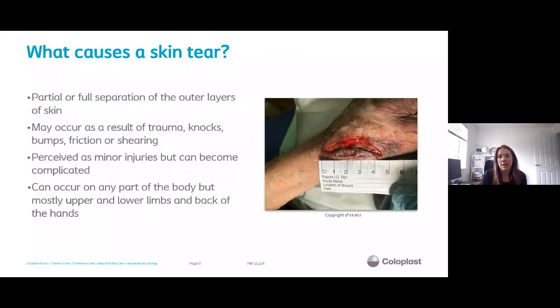So what causes a skin tear? Can be a result of a knock, a trauma, bump, friction and shearing. It's a partial or full separation of the outer layers of the skin. They can be perceived as minor injuries and quite often are perceived as minor injuries, but actually if they're not treated appropriately from the start, then they can become complicated, infected and actually quite complex wounds to try and manage. They can occur on any part of the body, but we're more likely to see them on the extremities, so the backs of hands, feet, lower limbs and arms.